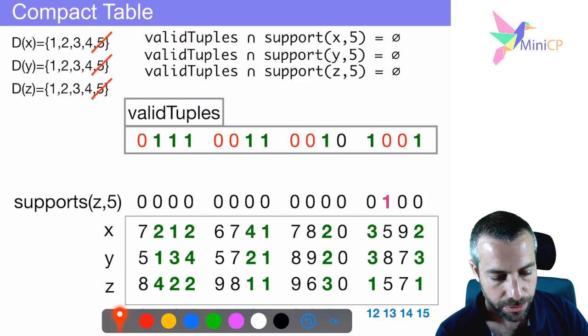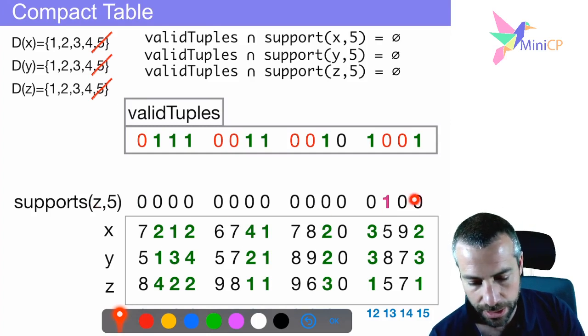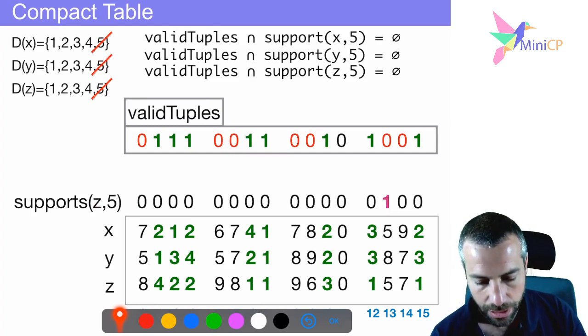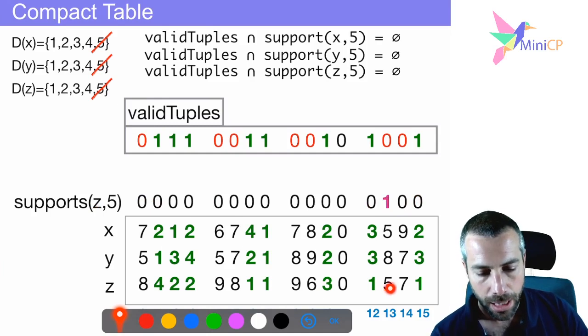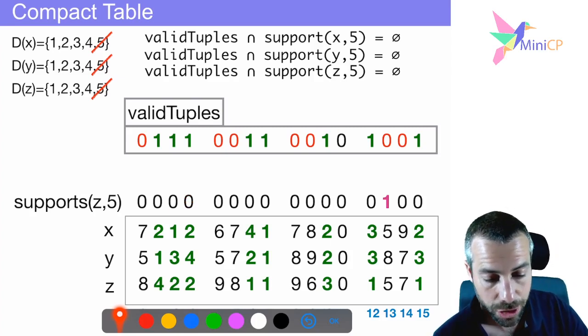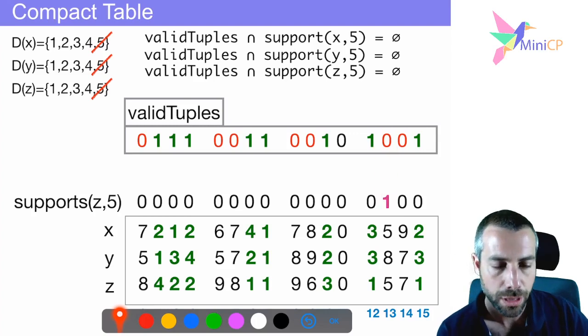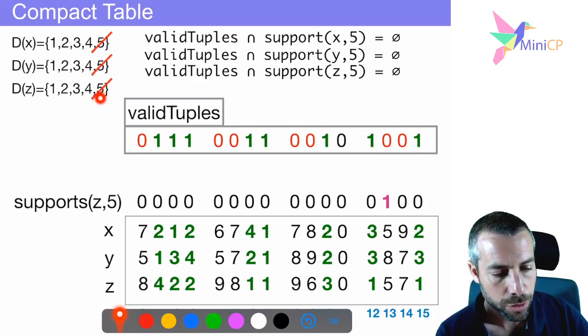So let's take z first. The support vector for z5 is this one. Again, you see that I've got a bit set to 1 here because I've got a 5 here. I compute the intersection with valid tuples. You see that the intersection between this bit set and this bit set will be 0 everywhere. And so it means that the intersection is empty. Why? Because you see that I only got a 1 here. So if you do the intersection here, it will become a 0. And so you can safely remove the value 5 from the domain of z because the intersection is empty.